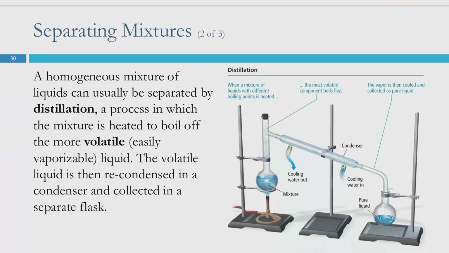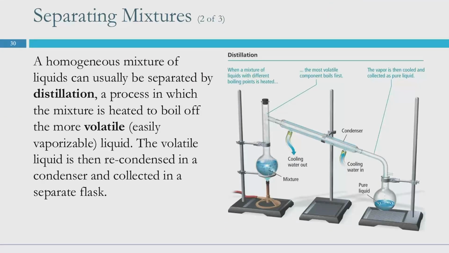Another way that we can separate mixtures is by distillation or using a still. This is how they do illegal alcohol purification probably too. So with distillation, we're using heat to boil off or vaporize one of the components of the mixture. So this is a mixture of liquids.